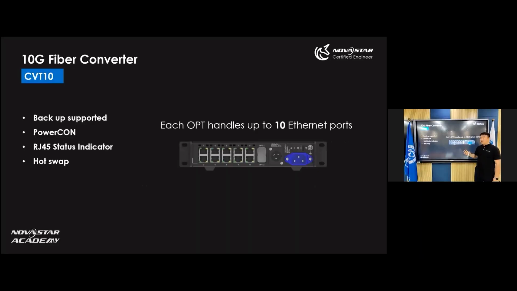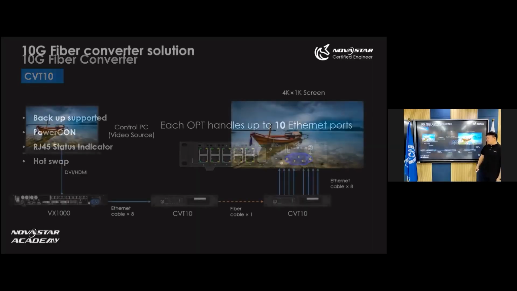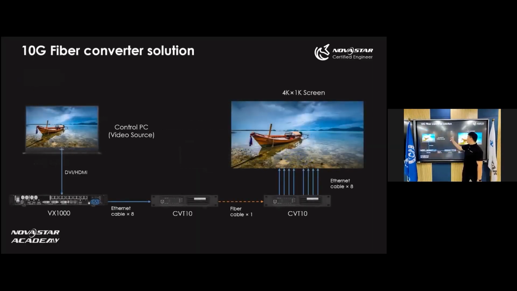So for example, if we have a structure like this, still the 4K 1K screen, right? In the traditional way, or the 1.25G solutions, we use 8 channels. We use 16 fabric converters, but now we just use 2 of the CVT10, one for sending and one for receiving. So the cables will be reduced a lot, and the system structure will be simplified a lot.